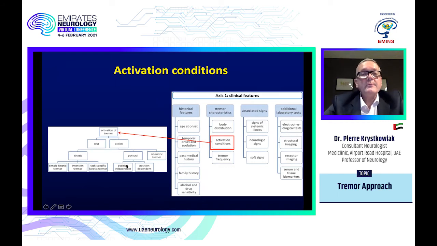So postural tremor can be position independent or position dependent. It's very important, specifically in dystonic tremor. And kinetic tremor can be divided in simple kinetic tremor, for example, when you do the finger nose maneuver, it can be an essential tremor. Intention tremor is when you have a tremor during the finger nose maneuver, and when you approach the goal, which is the nose, the tremor increases in amplitude. And you have also the task-specific kinetic tremor. For example, when you brush your teeth, you have tremor. When you shave, you don't have any tremor.